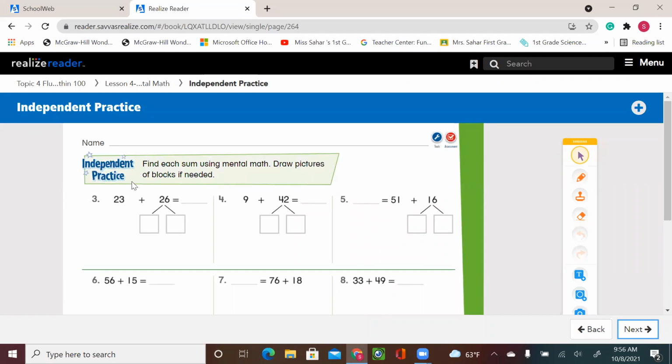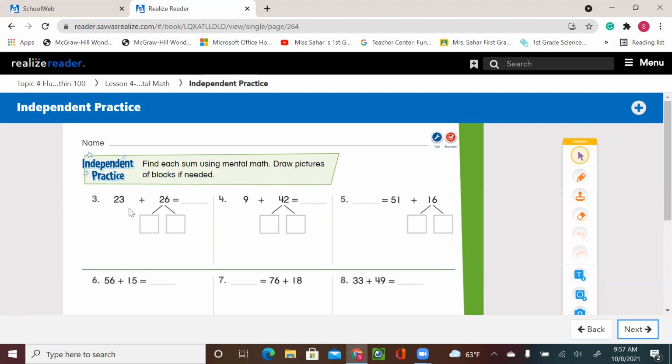All right. Page 155. What do we need to do? We need to find each sum using mental math and draw a picture of blocks if needed. I advise you to keep drawing and using the blocks idea till we get used to the method and you get used to the way how to break it, which one are we going to break and all that. So let's see, 23 plus 26.